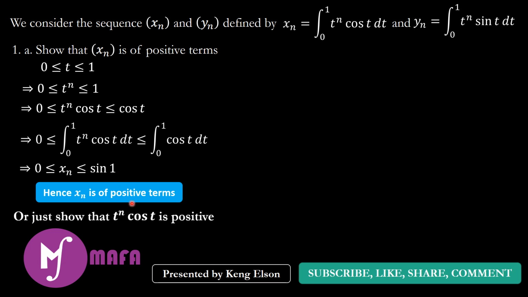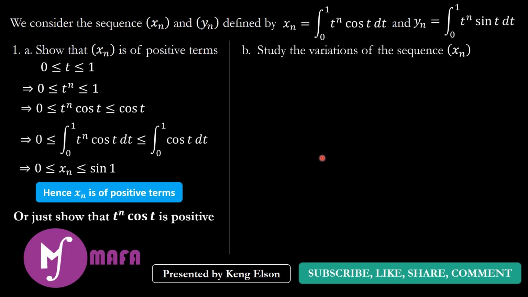Nevertheless, we could still show that the function t to the n cos t is a positive function, therefore its integral in the interval 0 to 1 will also be positive. So we just concentrate on this part of the inequality and we prove. Showing that t to the n cos t is a positive function and integrating all through, we still get the same results. So we have succeeded in proving that xn is of positive terms.